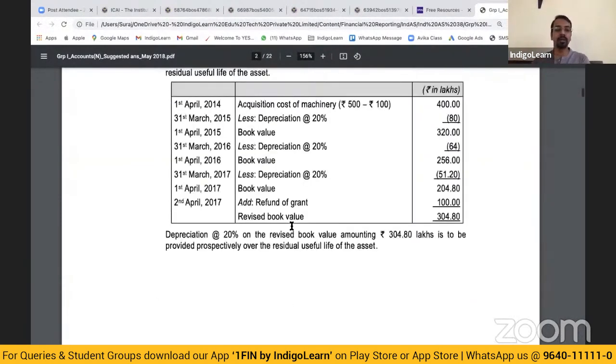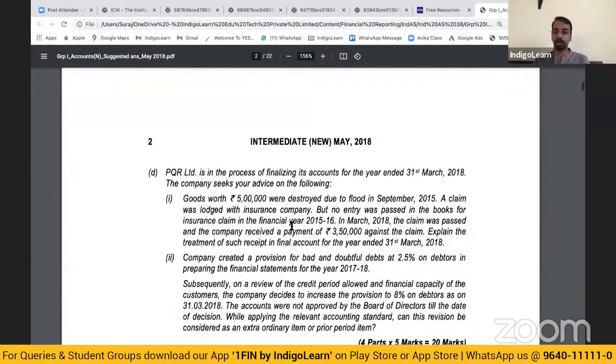Okay. Deferred tax is not a part of our group 1 right now. So again, this question number 4 is also not a part of our accounts. Okay. Indigo loan mock tests are available as a part of your course. Okay, so you can consider that.